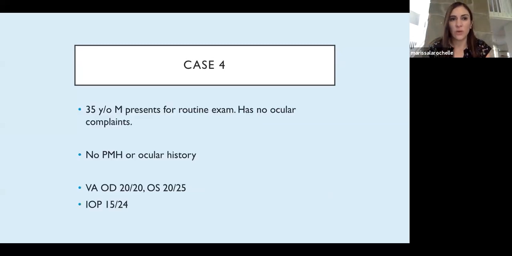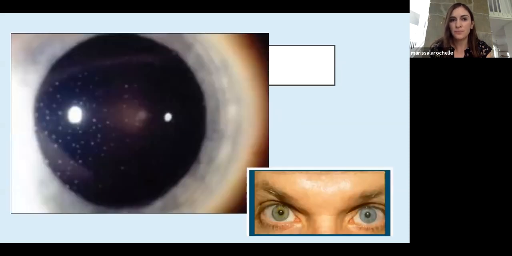Okay, this is case 4. We have a 35-year-old man. He presents for a routine exam, no ocular complaints, no past medical history or ocular history. Vision in the left eye is slightly worse at 20/25, and he has slightly increased pressure in the left eye, 24. This is a photo of an anterior segment. In the bottom right-hand corner, we can notice heterochromia, so he has different eye color.